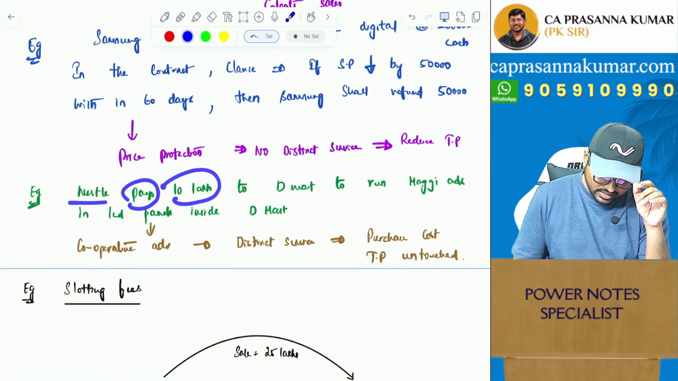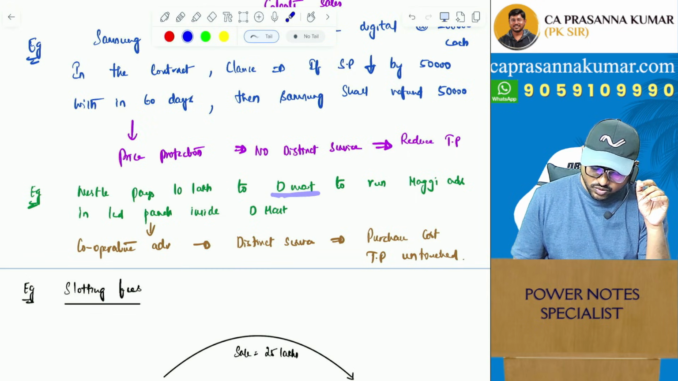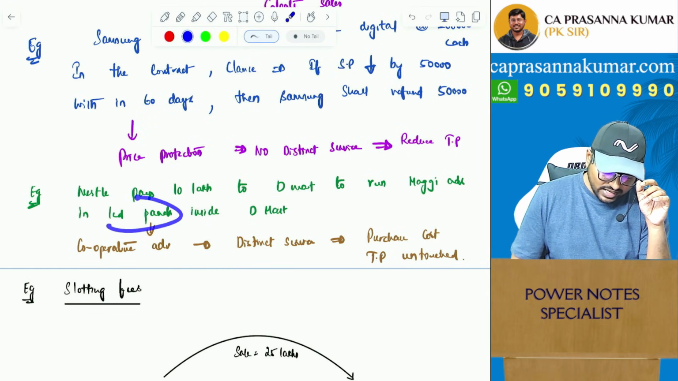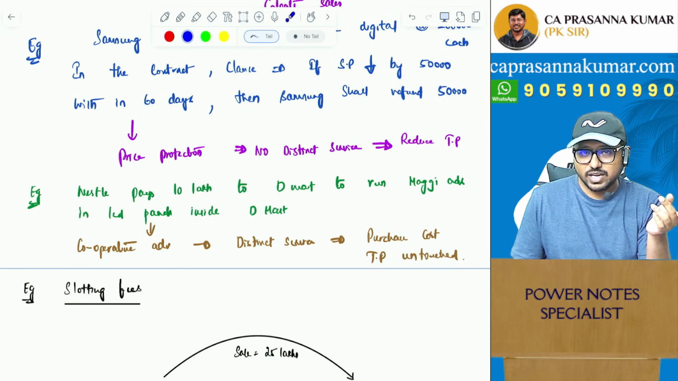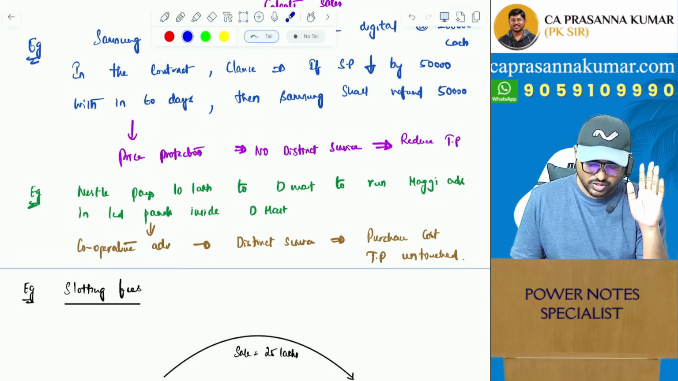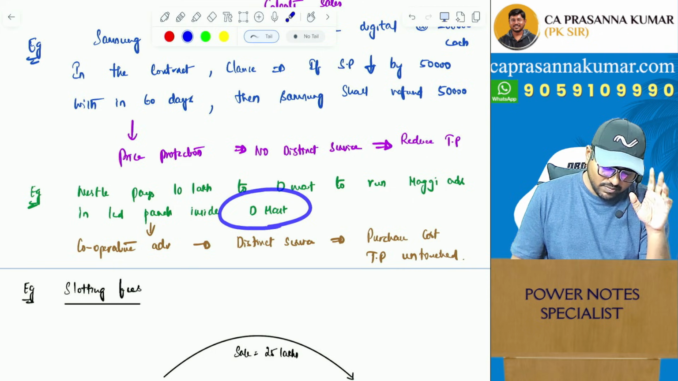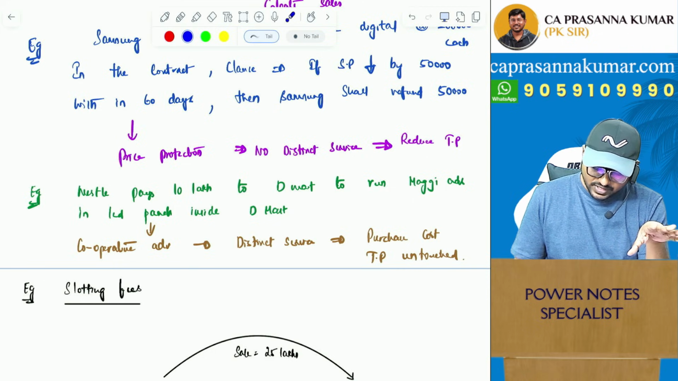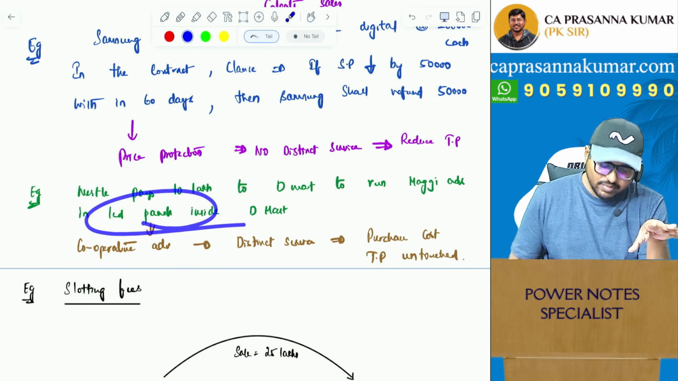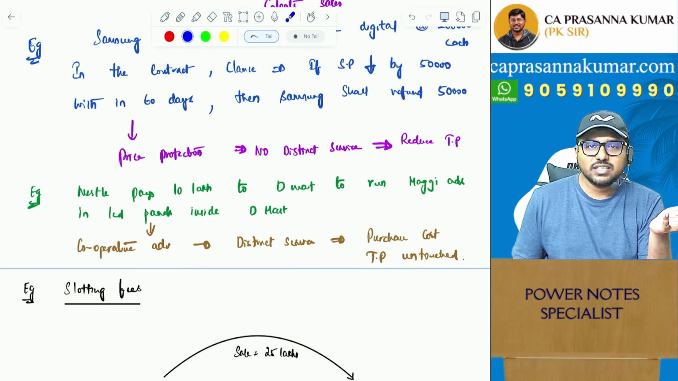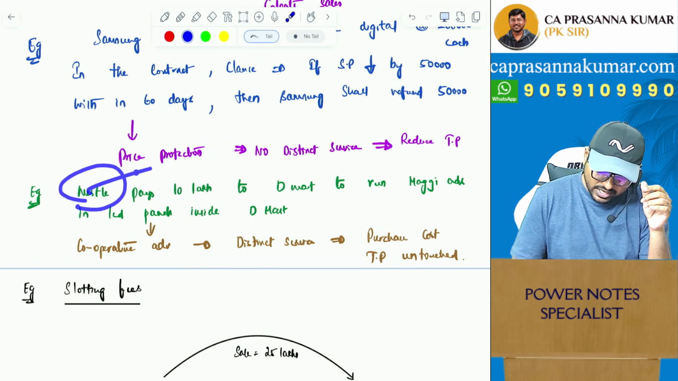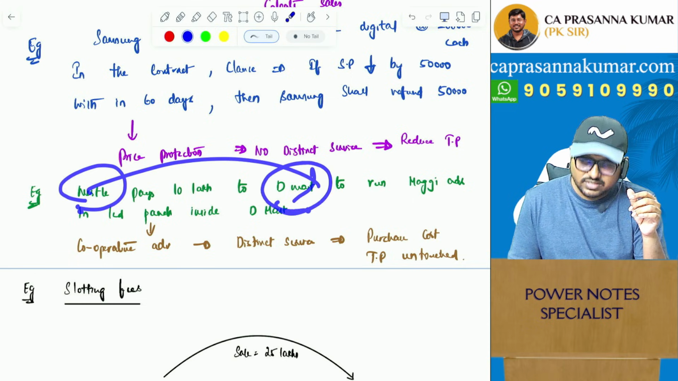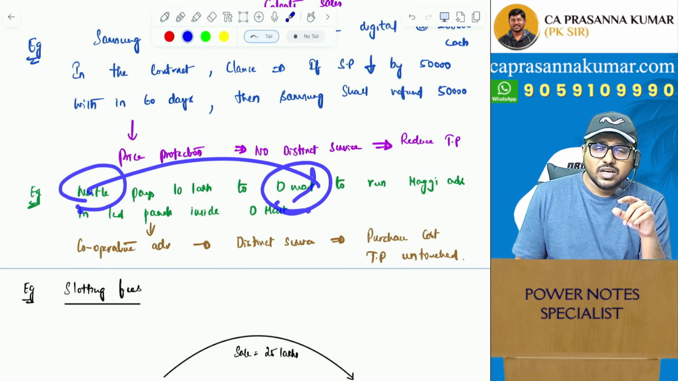Nestle pays 10 lakh to DMart to run Maggie ads in LED panels inside DMart. This example I already told you from the perspective of Raymond and Reliance Fashion Mart. Same stuff only. So now DMart places Maggie ads inside the LED panel inside DMart. Now that's an advertising, na? It's a distinct service. So when there is a distinct service, whatever Nestle pays to DMart, because Nestle is the entity, DMart is the customer, whatever it pays, it will be considered as a purchase cost or advertising expenditure.